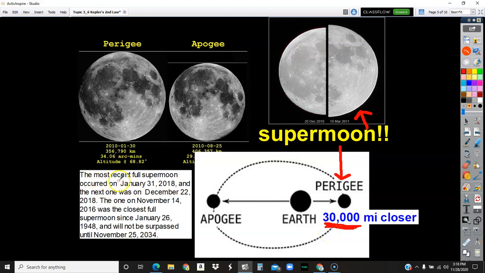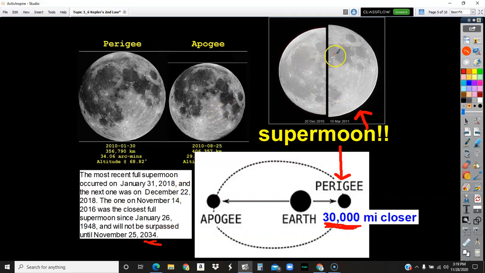So here it says the most recent full supermoon occurred January. There was one January of 2018, January 31st. There was another one December 22nd, 2018. So we had two supermoons in 2018, beginning of the year in January and the end of the year December. The closest supermoon was November of 2016. That was the closest since January of 1948. We won't have that close of a moon until November of 2034. So we got to wait about 14 more years before we have another really big supermoon.